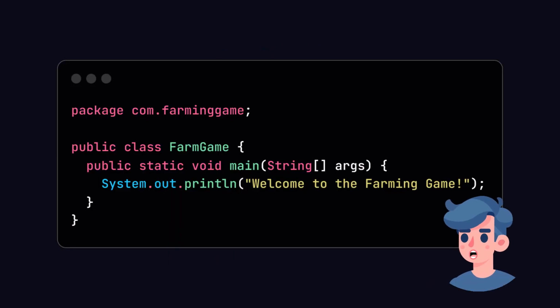Next, we need to create our main class, which is the entry point of our game. Let's name the class FarmGame. In this class, we will have our main method.